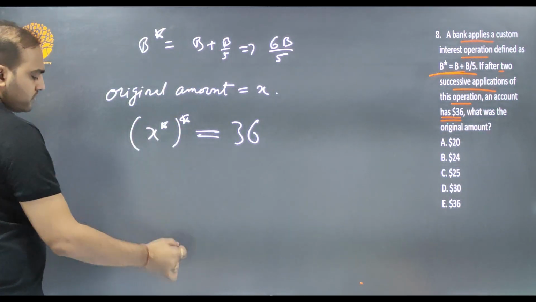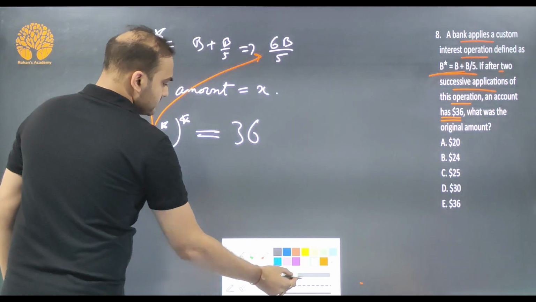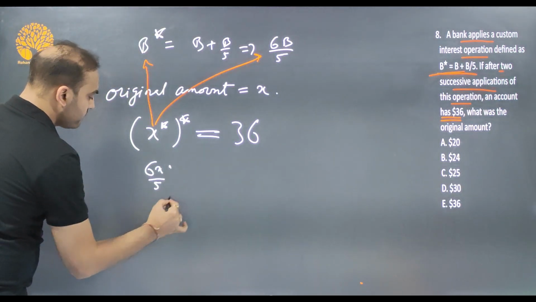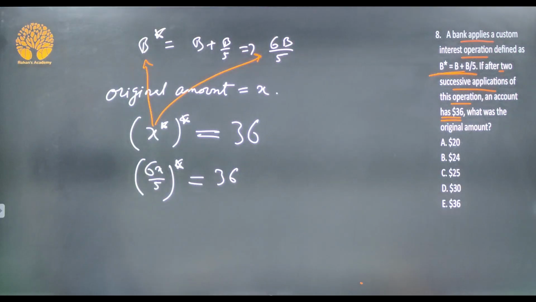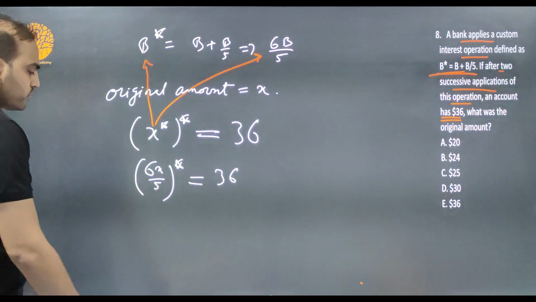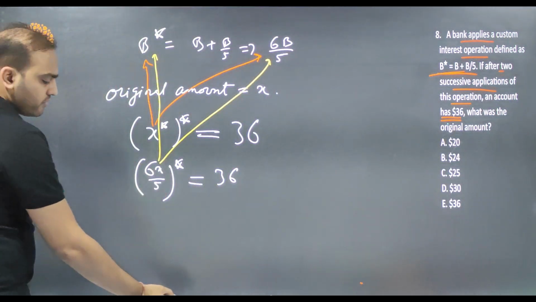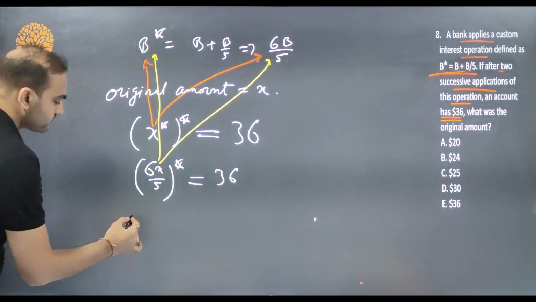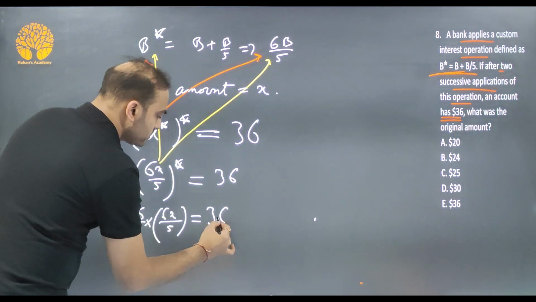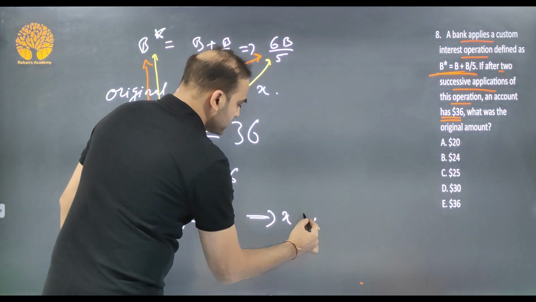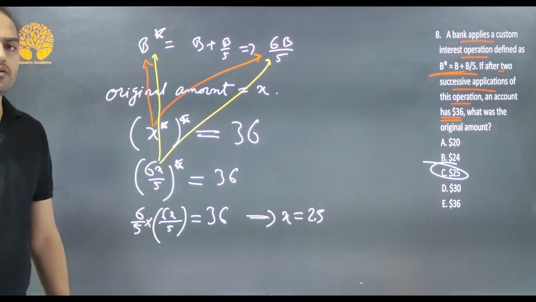So what is x star from here? Just put the value here. So x star will become 6x by 5, and the whole star is 36. How do I solve this? In place of b, just put 6x by 5. So that is 6 by 5 into 6x by 5 is equal to 36. You solve this, x is 25.